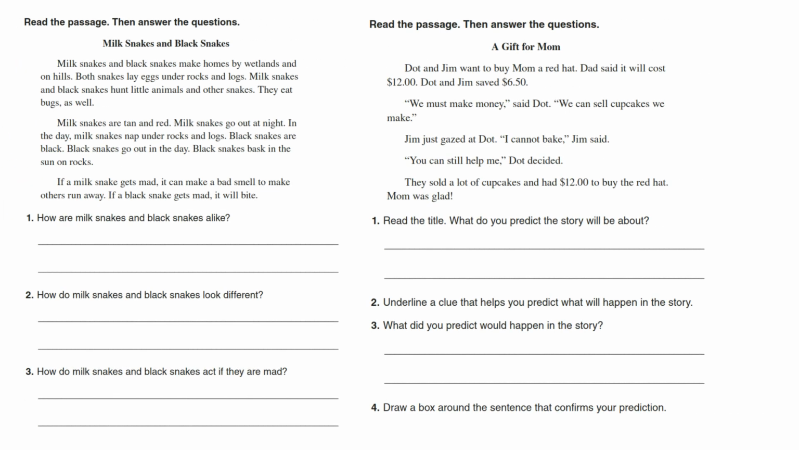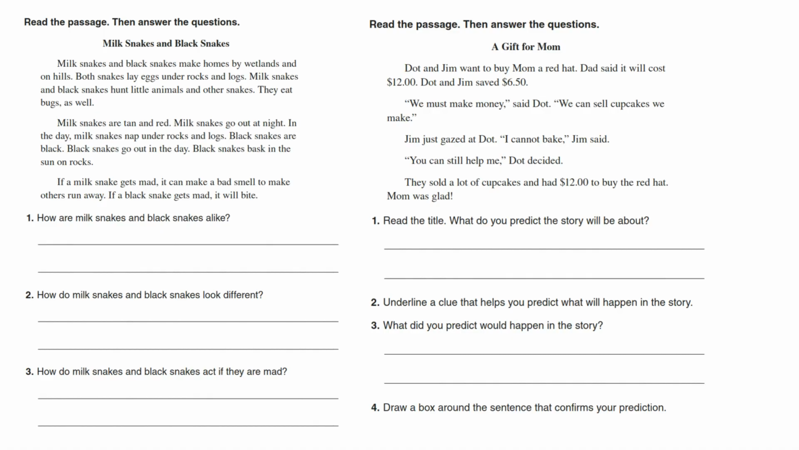Now let's read the story on the right side. A Gift for Mom. This passage helps us practice making predictions. A prediction is a smart guess about what will happen, based on clues from the title and the story. First, listen as I read the whole story. Do not answer yet. Listen as I read.